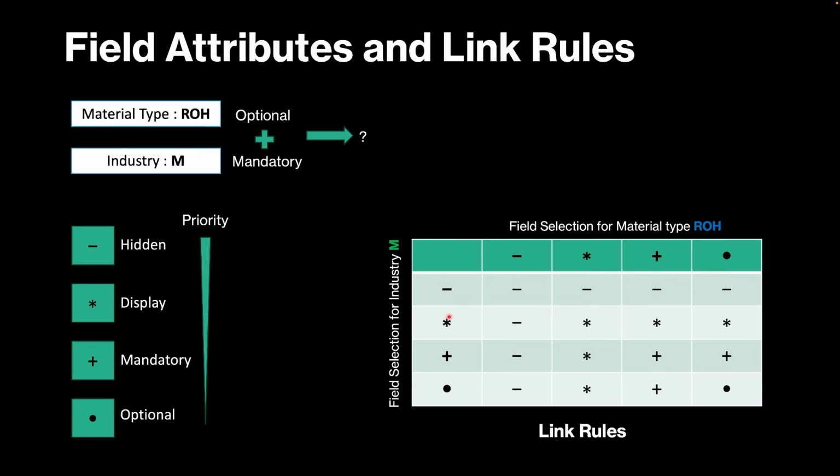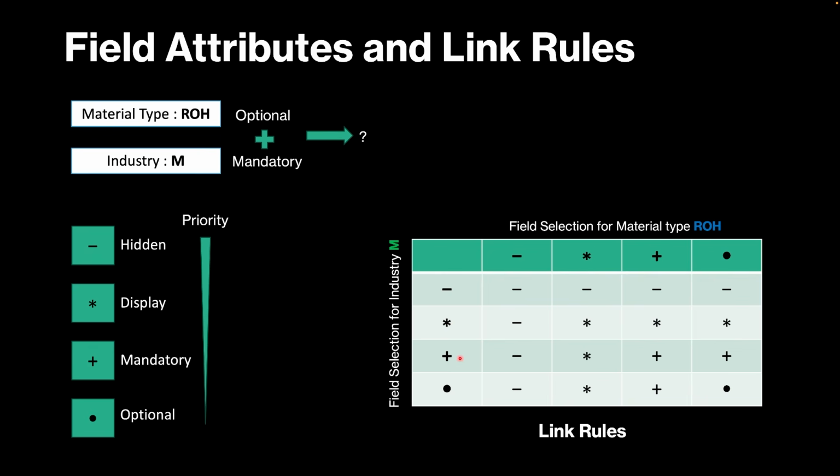Then if you have display, display combined with hidden will mark the field as hidden because hidden has higher priority than display. If display is combined with display, you will have a display field. If display is combined with mandatory, you have a display field. And if display is combined with optional, you will have a display field. So display is the second priority that the system decides.